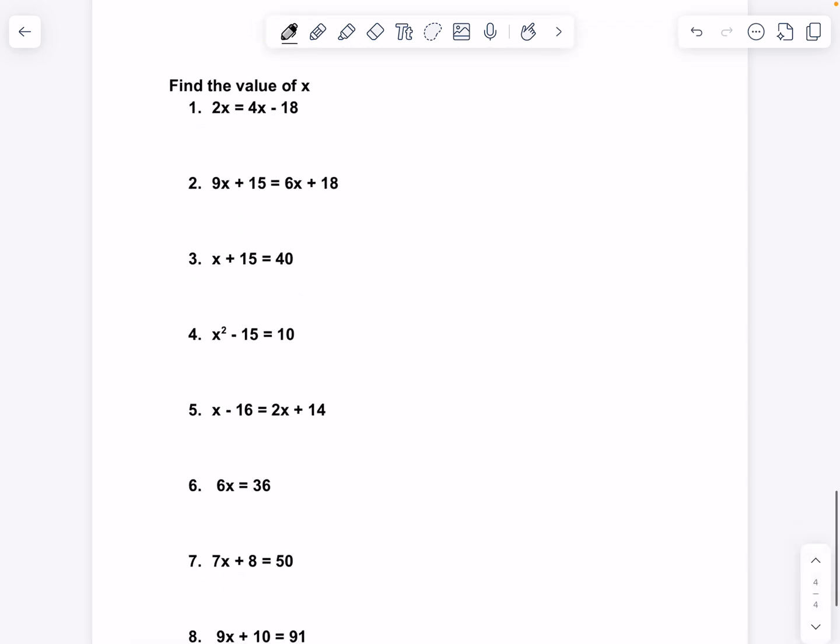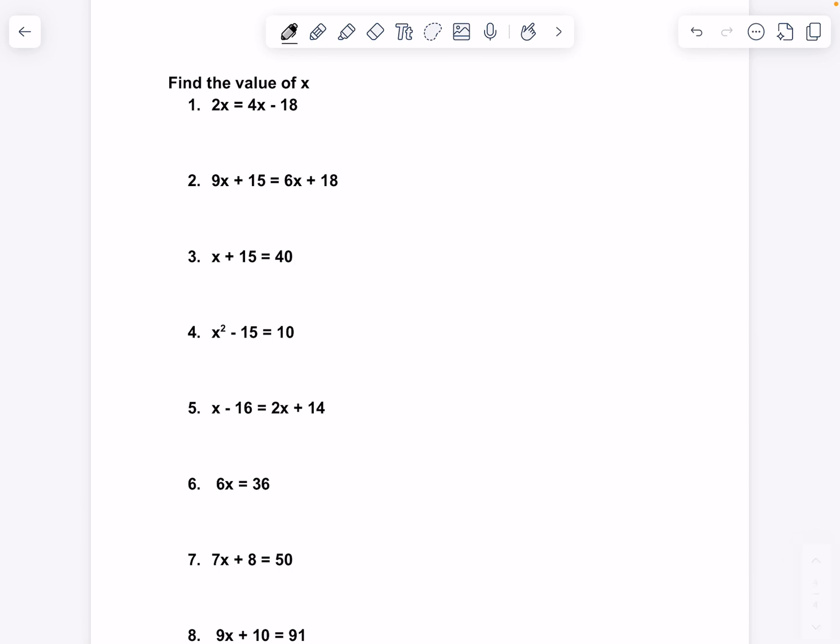For these, we're finding the value of x. So for this one, we would subtract 4x to isolate x by itself. So do that on both sides. So that gives us negative 2x is equal to negative 18. Then we would divide by negative 2 to get x by itself. That will give us x is equal to 9. And we do that for all these problems.